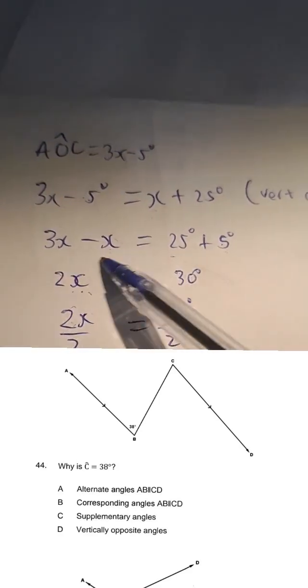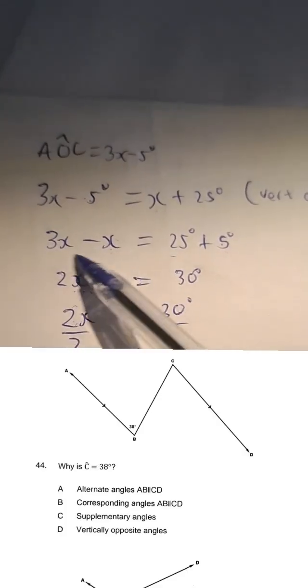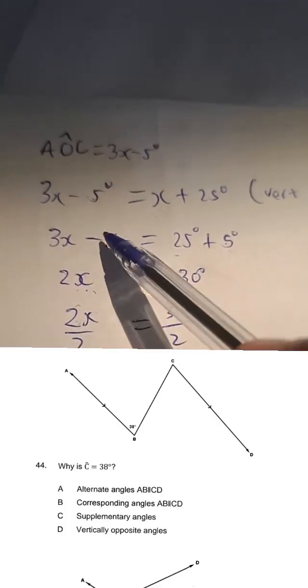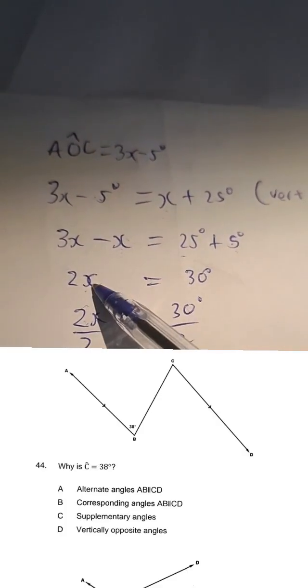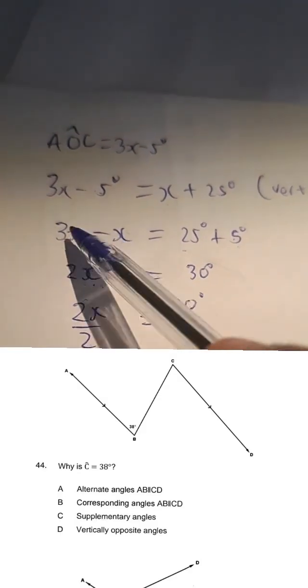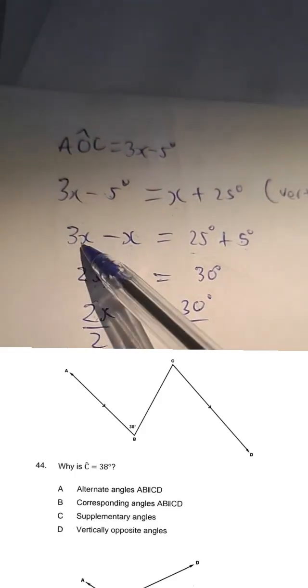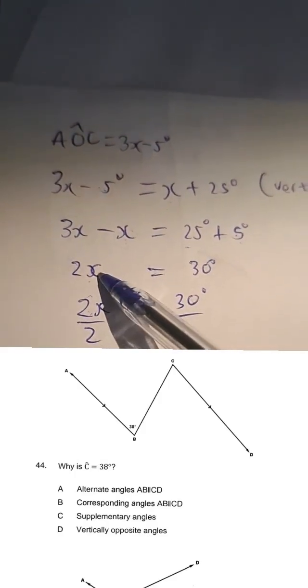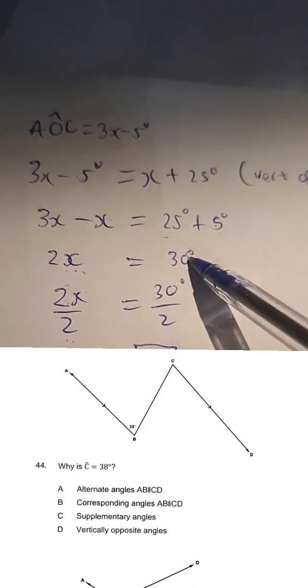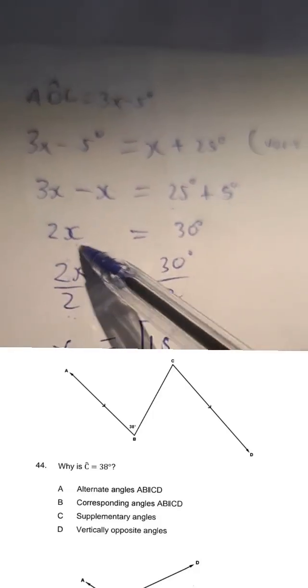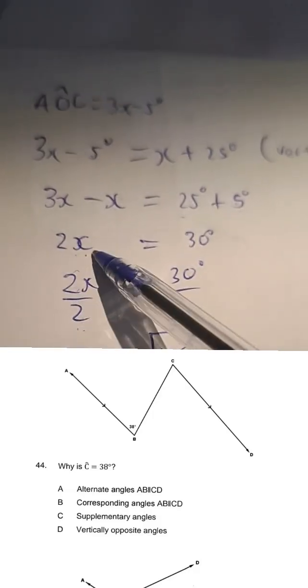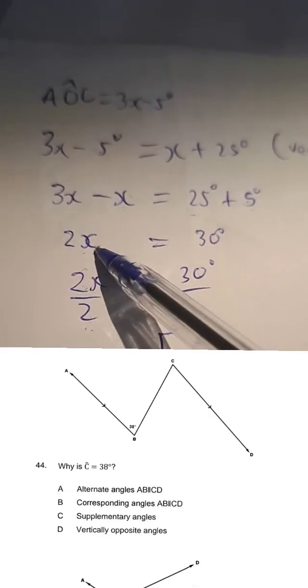Then when we add like terms where variables are in the mix, we know that when we add like terms, we keep the variable, we add or subtract the coefficients. 3 minus 1 is 2x, the x just stays as it is. 25 plus 5 is 30. Then when we are at this stage, 2 is multiplied to x, so we divide by the 2.